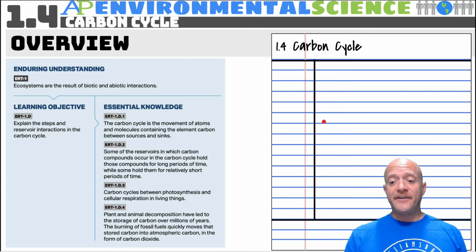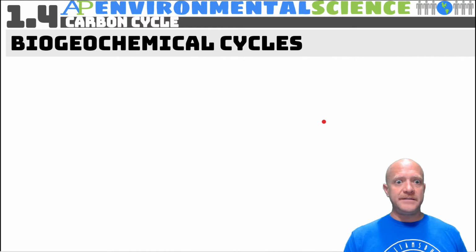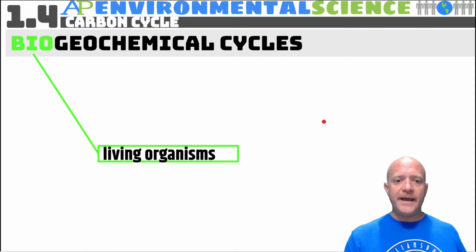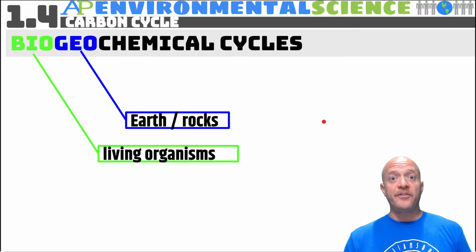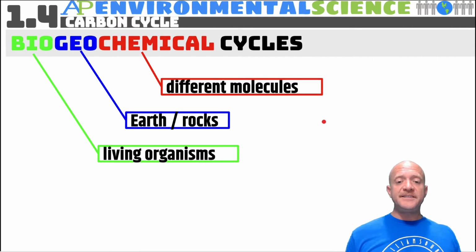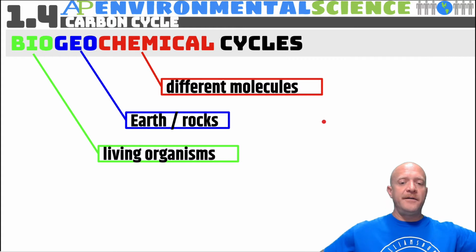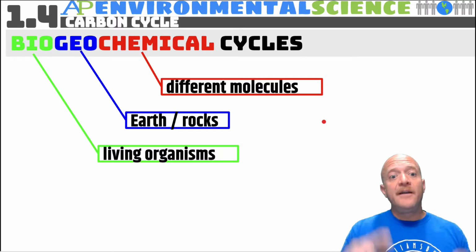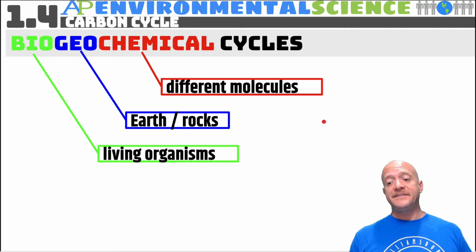So the carbon cycle is one of our first biogeochemical cycles. What? Where's this word? What does it mean? Well, let's break it down. Bio, living organisms. Geo deals with earth or rocks. And chemical deals with different molecules. So these are different molecules being transferred or cycled between living organisms and abiotic portions of the planet.